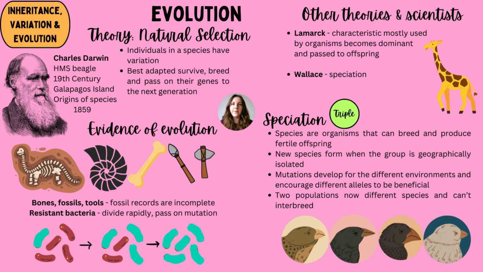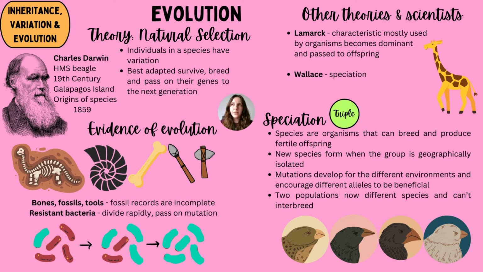The first theory you probably know about is natural selection. And this was the idea by Charles Darwin when he went on his voyage around the world, specifically to the Galapagos Islands on HMS Beagle, the ship, in the 19th century. And he wrote up his ideas 28 years later in a book called Origin of Species in 1859. And he decided that evolution, all living things, essentially evolved over time because individual species have variation amongst their individuals in their population, and the best adapted will survive, breed, and pass on their genes to the next generation, meaning that those dominant traits become more increased in the gene pool.